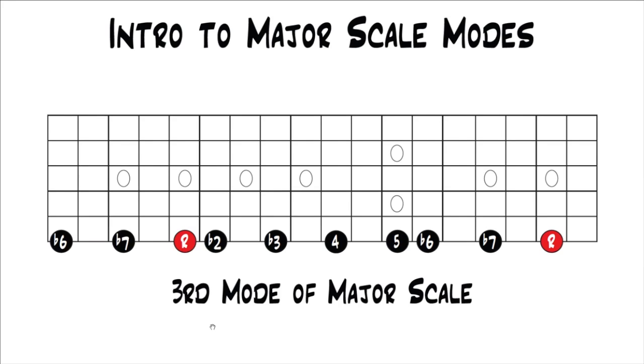For example, you would use the major scale, or the first mode of the major scale, to solo over major chords or major 7th chords. You'd use the second mode of the major scale to solo over minor chords or minor 7 chords.